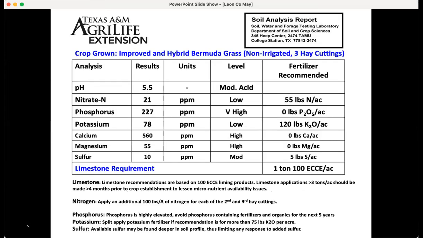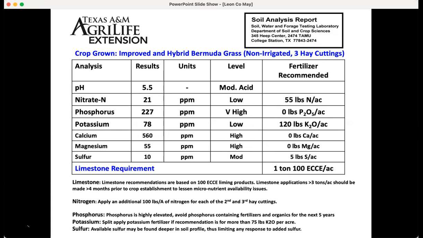A routine soil analysis is going to cost you about $12 at College Station. There are other labs. Just keep in mind that you should make sure you understand the procedures that those labs use.